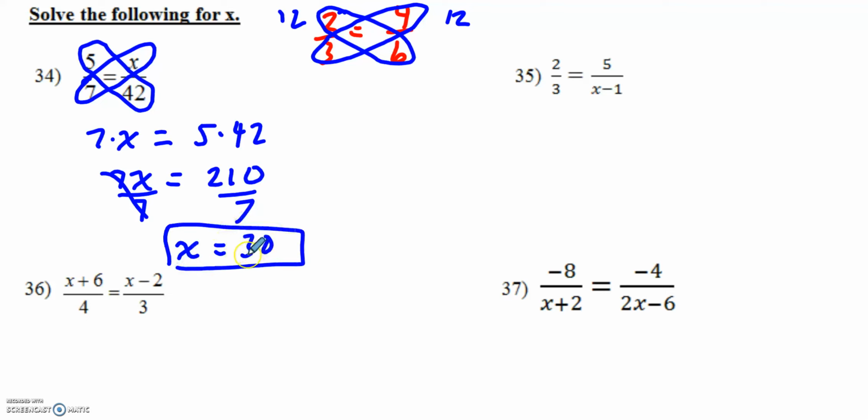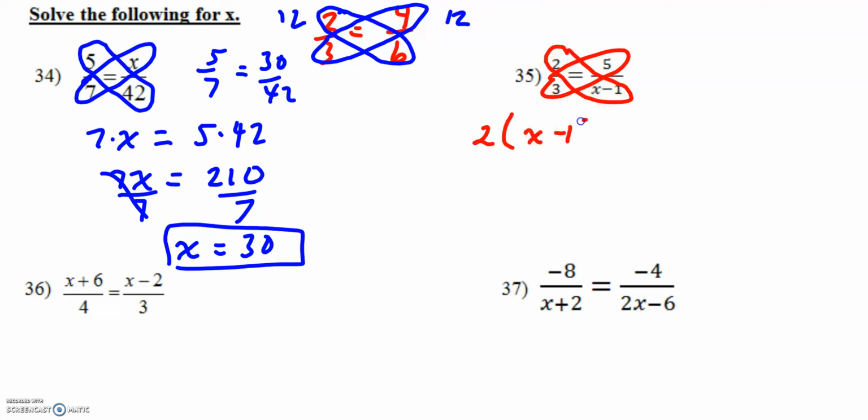And if you don't believe me that this is the answer, feel free to take the 30, plug it back in, and see if 5/7 is really equal to 30 over 42. You could check that in your calculator. Number 35, no matter how complicated this gets, you still have a fraction equaling a fraction, which means that I can cross multiply and I know that the diagonals are equal. So in this case, the 2 is multiplying all of x minus 1, and that should be equal to 3 times 5, or 2 times x minus 1 equals 15.